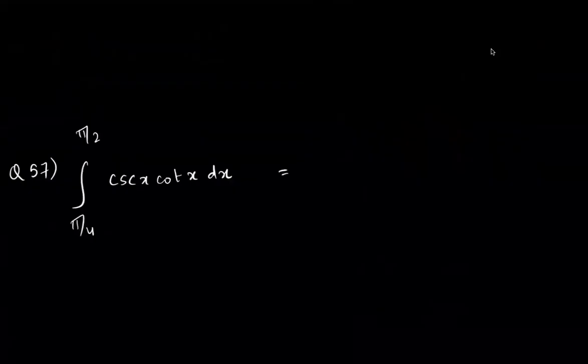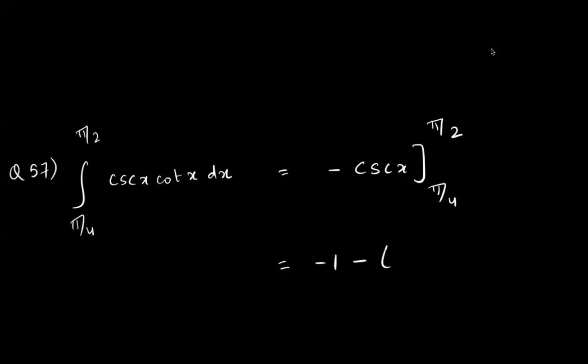Cosecant cotangent will be negative cosecant x between pi over 4 and pi over 2. Okay, so negative cosecant pi over 2. Sine pi over 2 is 1, so that is negative 1, minus cosecant pi over 4. Sine pi over 4 is root 2 over 2, so cosecant pi over 4 will be root 2. So this is minus of minus root 2. So you have negative 1 plus square root of 2 as your answer.